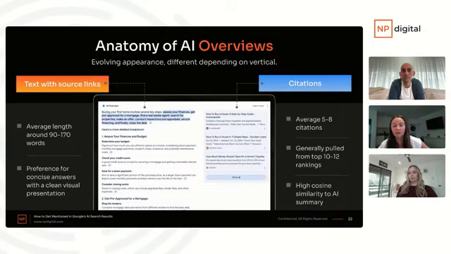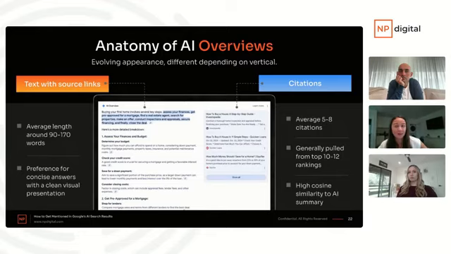So now let's look a little bit at the anatomy of an AI overview. What does it actually look like? They're pretty short, usually around 170 words or less. They often have around 5 to 8 citations, although this is always changing, right? I've seen AI overviews with sometimes 20 different citations. And again, this is always changing as well, but they're usually pulled from the top 10 to 12 rankings.